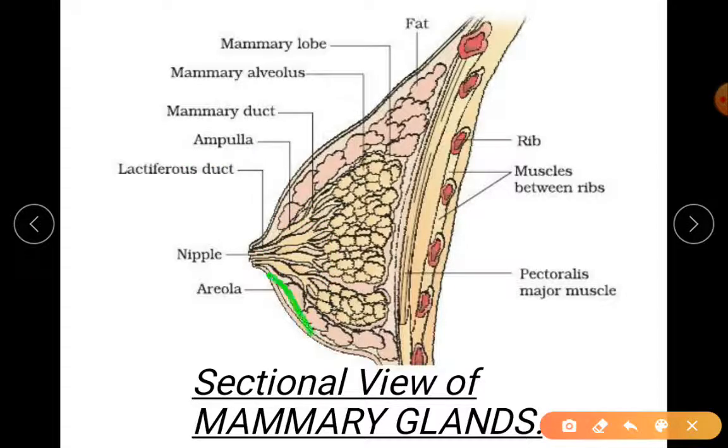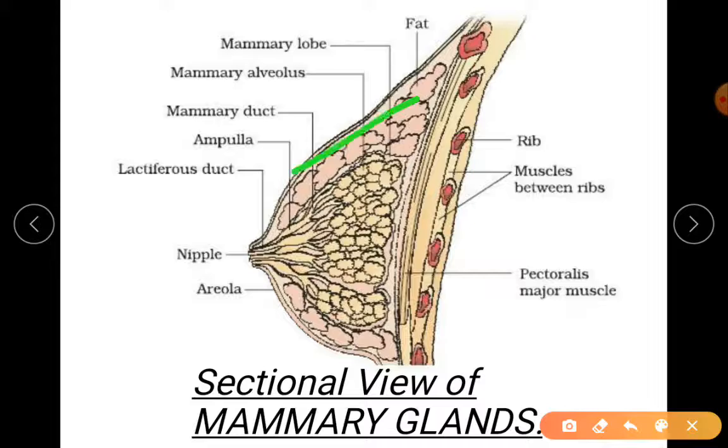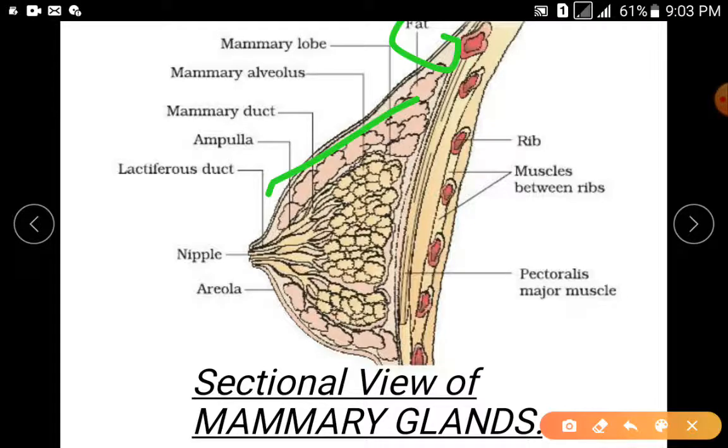So here this is all your fatty tissue, to keep it warm because it's a glandular tissue, and this is the external part, that is a nipple. So here you can see the adipose tissue. Actually whatever is here is your adipose tissue, the fat.